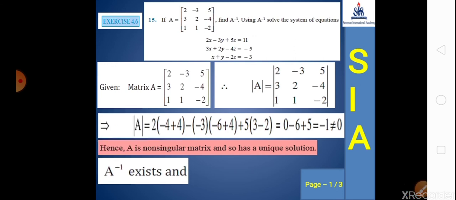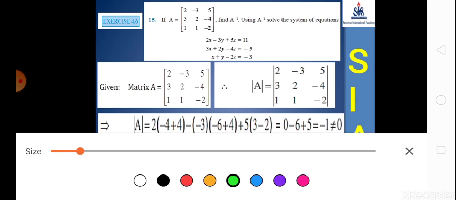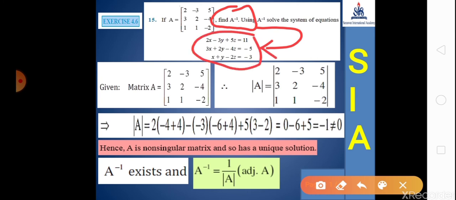So A inverse exists. After that I use the formula A inverse is equal to 1 upon determinant A into adjoint A. Students, here we do not calculate the solution directly, because in the question it is already written: find A inverse. Only A inverse is asked. After that, using these 3 equations, I will explain in the next slide. This explanation is only for the inverse.